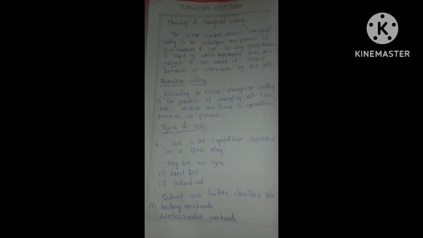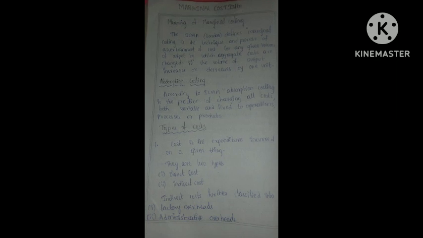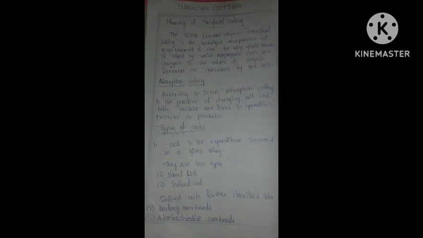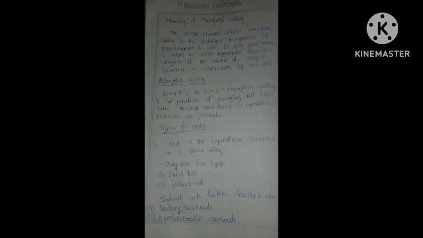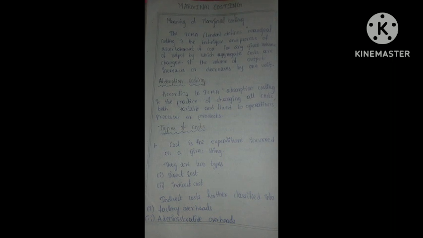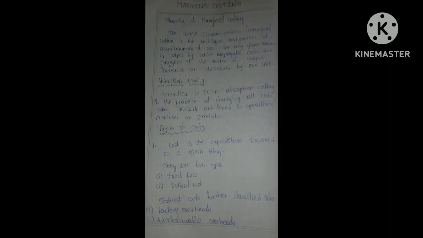Indirect cost is further classified into factory overheads, administrative overheads, and selling and distribution overheads. Factory overhead, also known as manufacturing overhead, refers to the indirect cost associated with the production of goods, such as rent, utilities, depreciation, and maintenance of equipment.